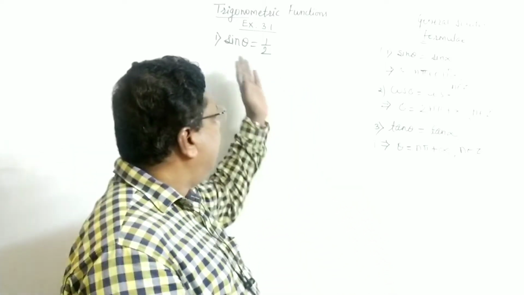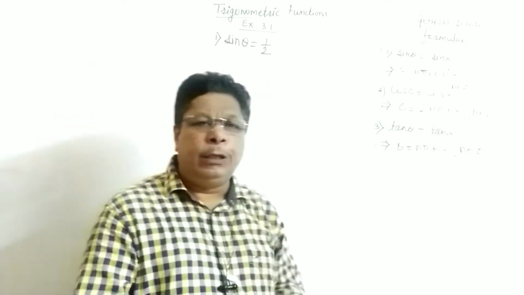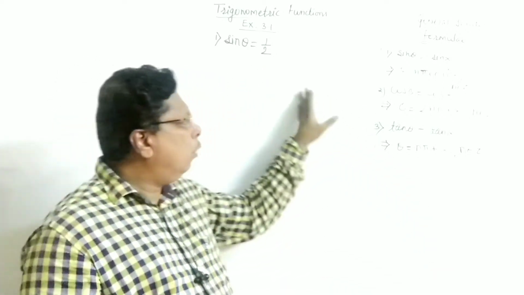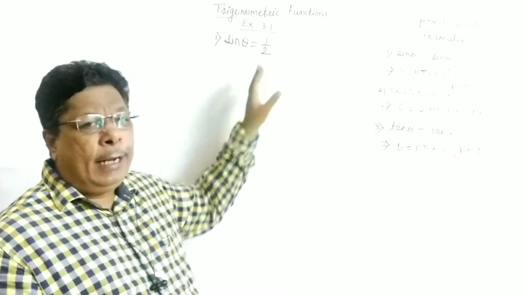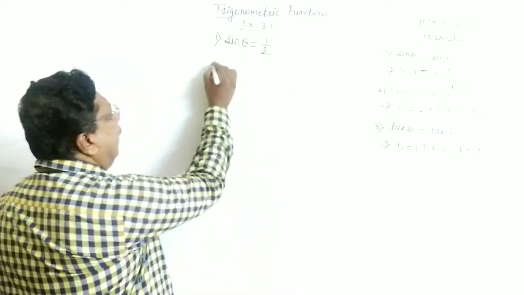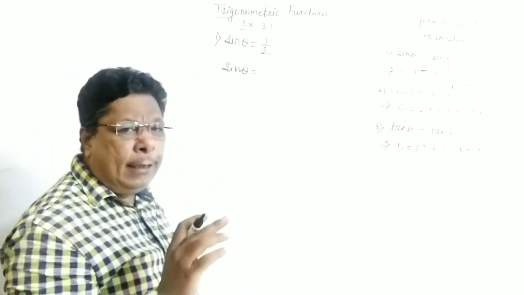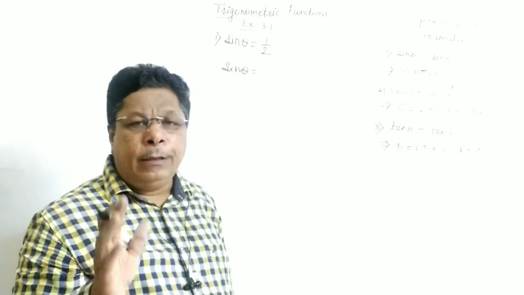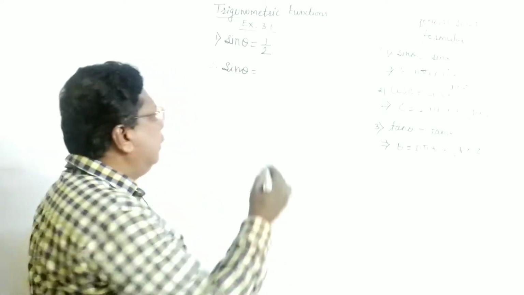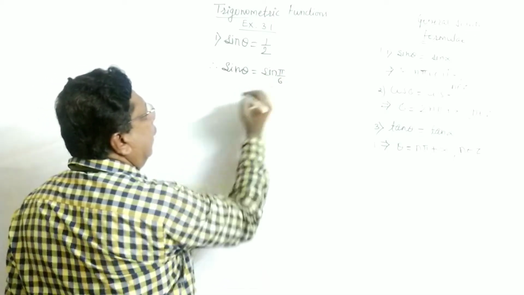Now see, I have written the sum. Sin theta is equal to half. What is the question? Find the general solution of this trigonometric equation. Now see, sin theta is equal to half. We can write this sin theta is equal to, for which angle is sin theta half? We know that sin 30 degree is half. 30 degree means pi by 6. So it is sin pi by 6. And now use this formula.